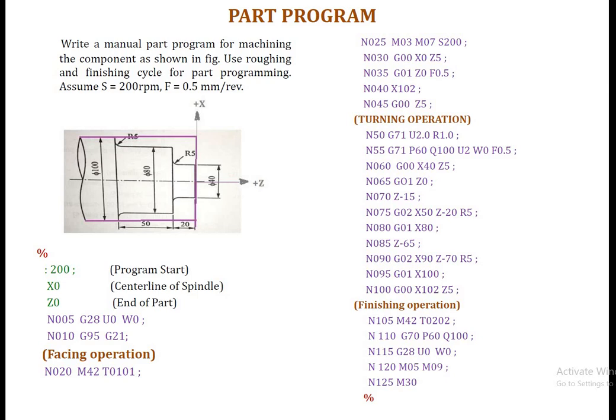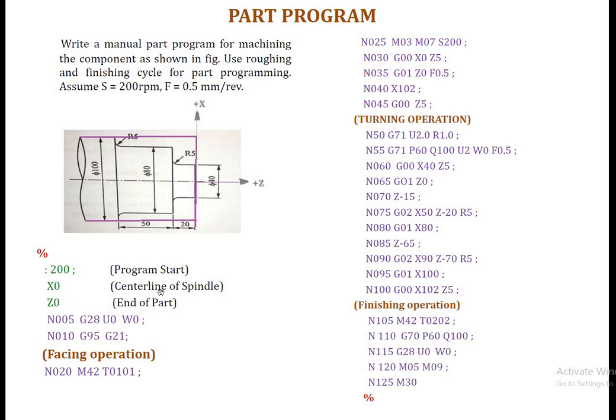First, I want to mention that I have used the roughing cycle, or the canned cycle, for the turning operation only in this example. So we'll go for this part program. For the FANUC controller, the program always begins with the percentage sign, which indicates the program begins. Then colon 200, you can write any number here. The colon represents the program start.